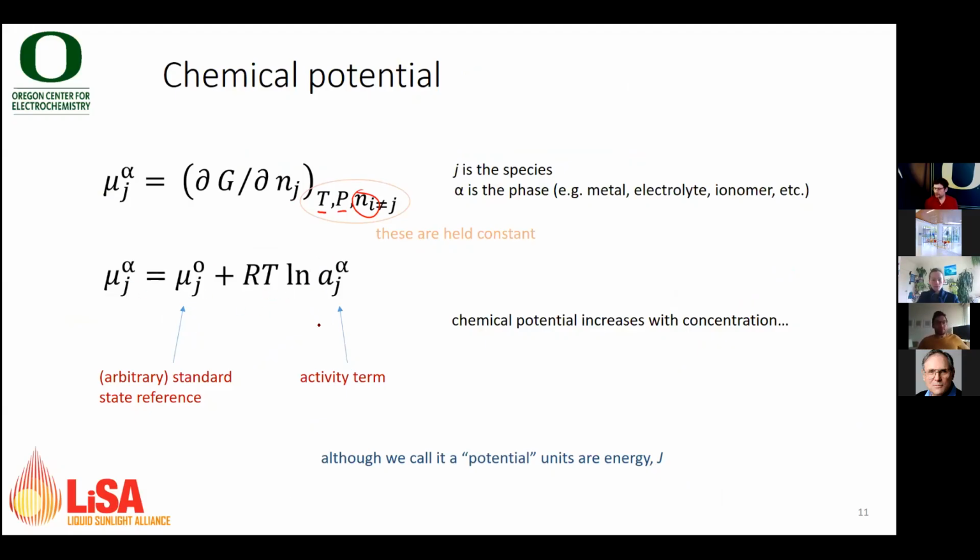Or delta G equals delta G naught plus RT ln Q. We'll get there in a moment. But here's the chemical potential. Here's the standard state reference potential, and here's the activity term. So this tells you how the chemical potential of a species changes with concentration or activity, and is referenced to some essentially arbitrary reference state.